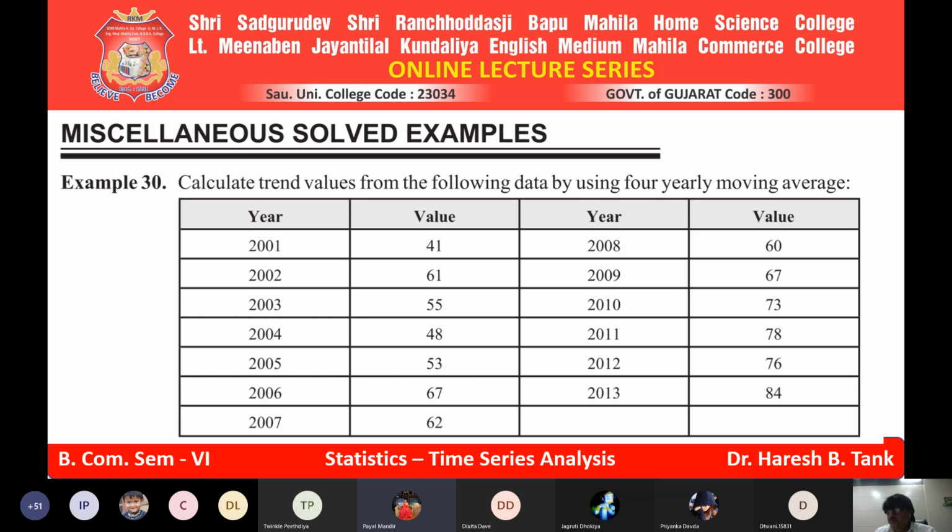First of all, put it on paper and write it down in terms of columns. Once you put it in the form of columns, make another column named 4-yearly moving totals. Make a bunch of 4, and then put it in between two years. So the first bunch would be 41, 61, 55, and 48.